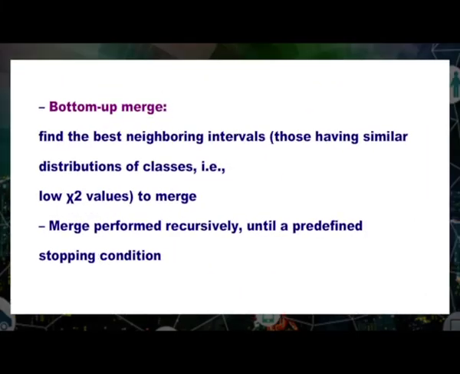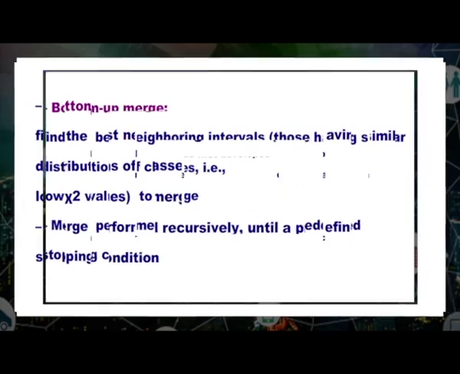The next one is bottom-up merge. It finds the best neighboring intervals, that is those having similar distributions of classes, to merge. The merge is performed recursively until a predefined stopping condition.